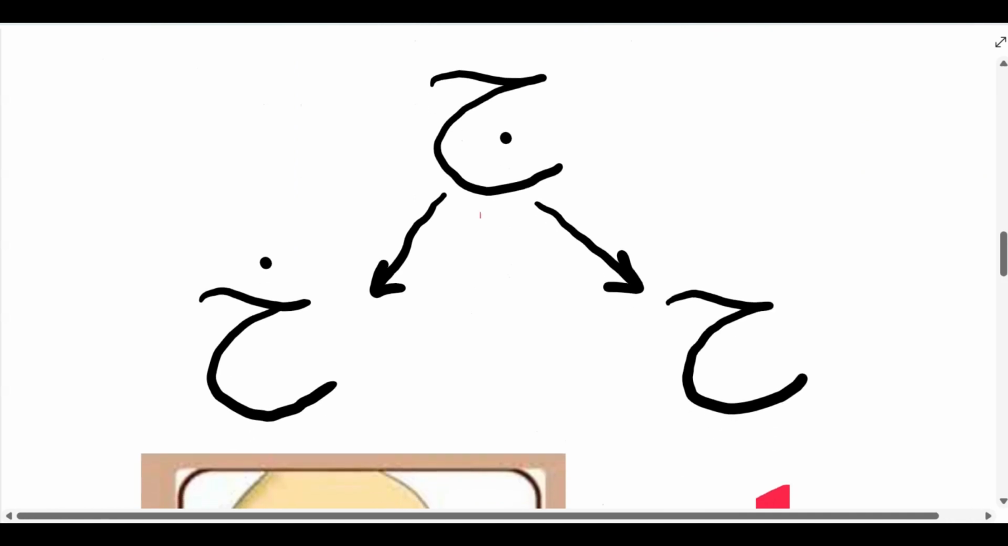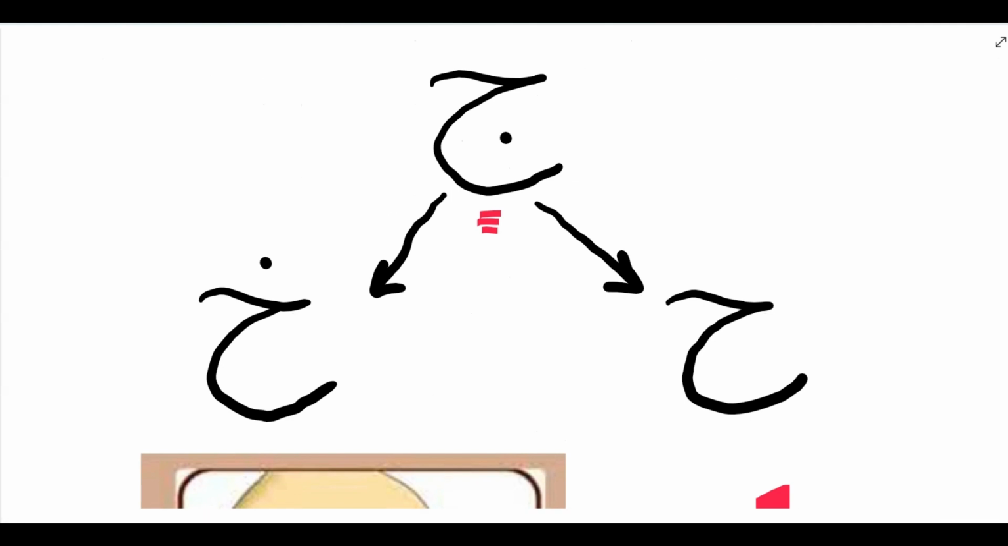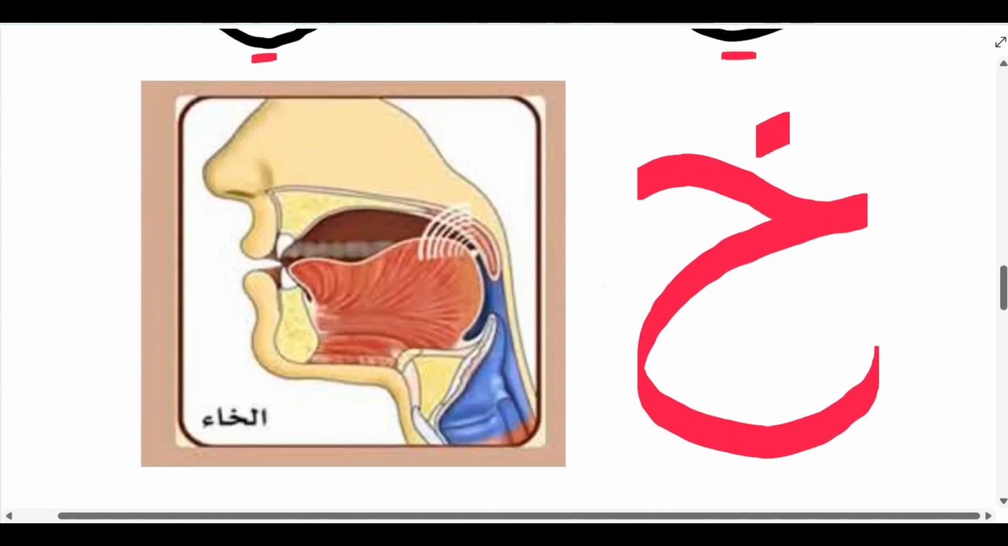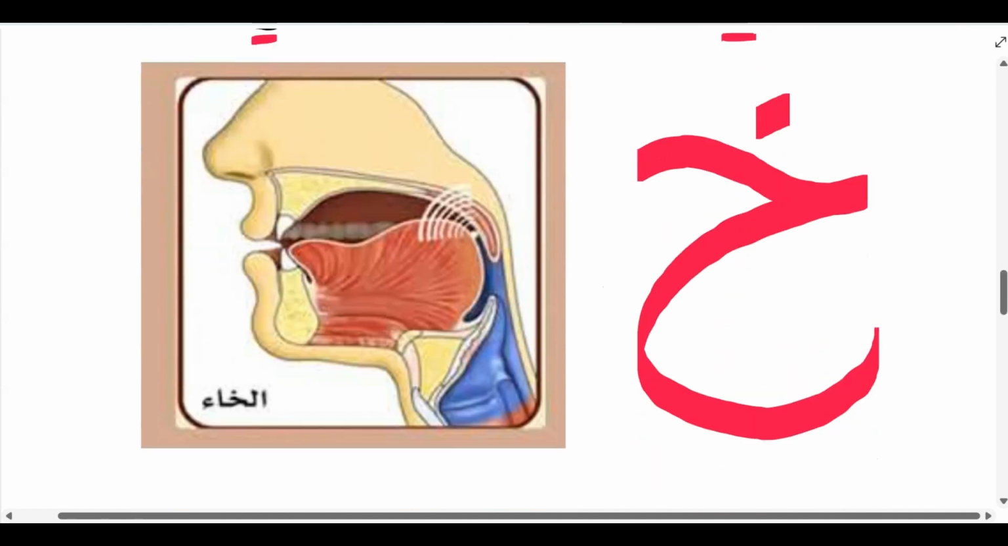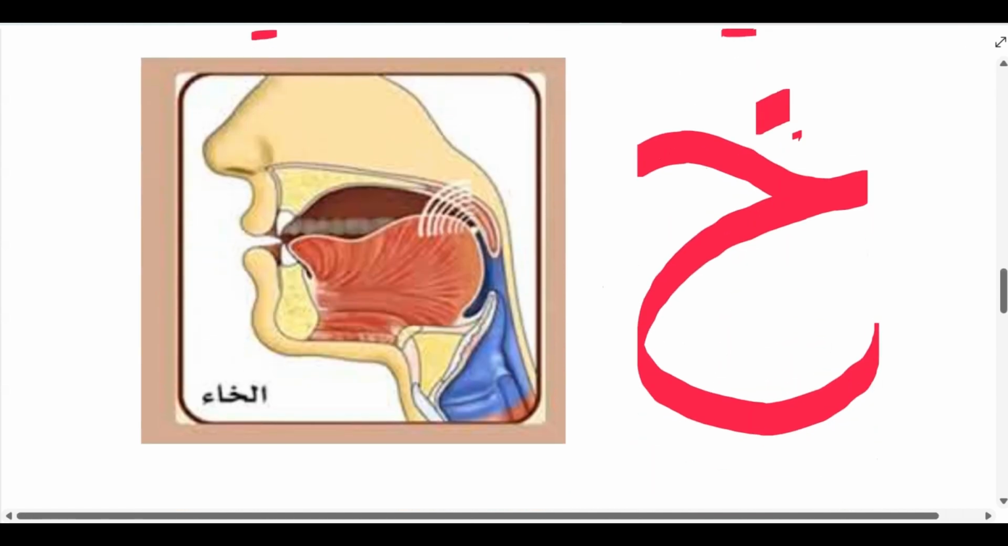So now we know that this is j. Coming from it, we have the letter ha and kha. If the dot, you see the dot is in the belly right here, it makes it j. If it's on the top, it's kha. If there's no dot at all, it's ha. Now let's talk about the kha. As you can see, the dot is on the top right here.